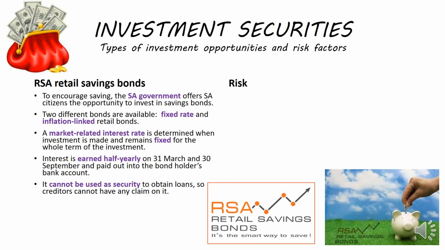One disadvantage of a savings bond is that it cannot be used as security to obtain loans. So your creditors cannot have any claims on it. Life insurance, for example, if you borrow money to buy a house, the bank asks you to give something as security. You normally have to give them your life insurance policy so that if you do die and the policy pays out, your family doesn't get the money, the bank gets your money to pay off your loan, and if there's money left, they give it to your family.